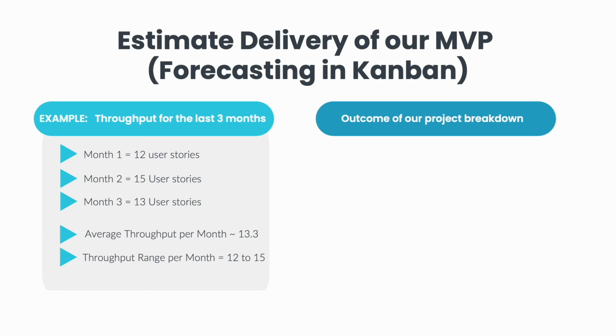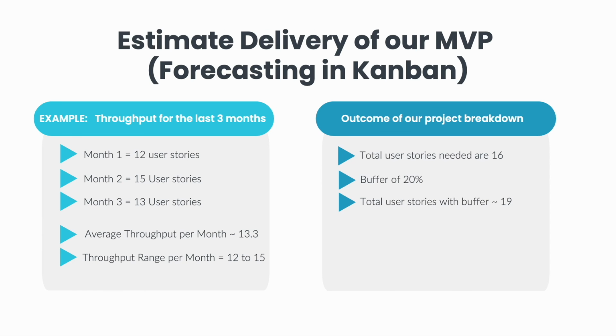Next, we will have to take a look at the outcome of our project breakdown. If we look back to our MVP breakdown earlier, the total user stories needed are 16. So if our average monthly throughput is 13.3, this gives us an idea of when our project would be completed. Before we communicate to anyone outside the team any expectations on delivery, you want to make sure you add some buffer. Buffer is needed to mitigate the risk if the team identifies additional work needed to be completed under the same scope, or work taking longer than expected. To mitigate all of this and provide a more conservative estimate, we will add a 20% buffer. The total user stories that we need to complete for our MVP, including the buffer, is now 19.